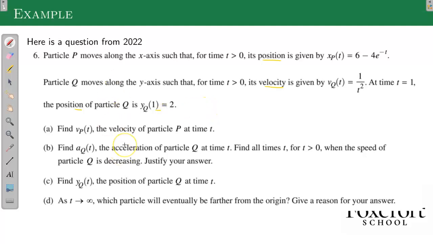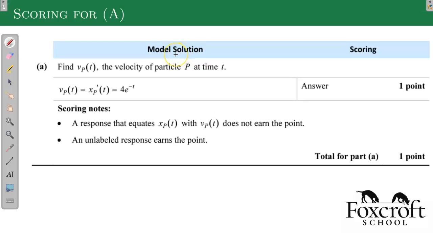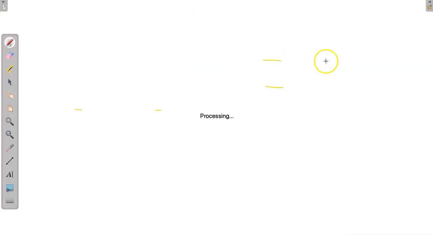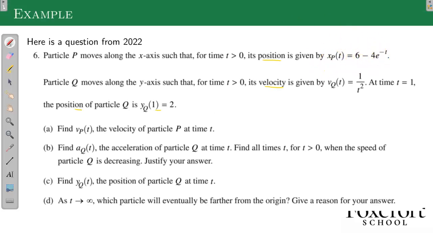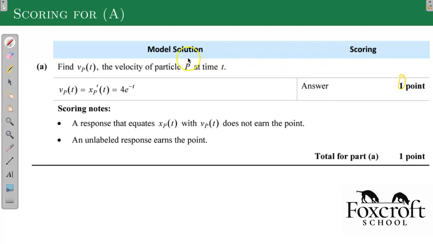Now, again, it would be a good exercise to try to pause the video to see if you can come up with an idea of how you would tackle any of these. All right, so part A, what is the velocity of particle P? Well, they gave you the position. You said take the derivative. So as long as you take the derivative of this expression correctly, that's going to be your answer for part A. And you get 1 point for doing your derivative correctly.